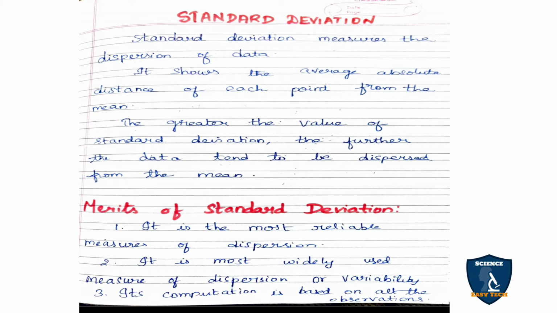What are the merits we have discussed? It is the most reliable and most useful method for measuring dispersion or variability. As I have told, there are quartile deviation, mean deviation and others, but this is the most reliable method when it comes to measures of dispersion. Its computation is based on all the observations. You include all the observations or data and compute it, so there is a high chance of reliability or accuracy.